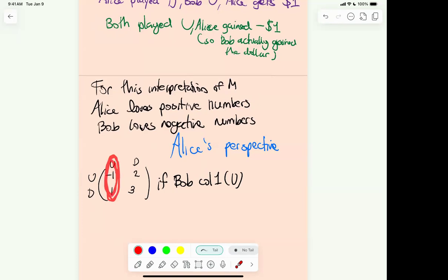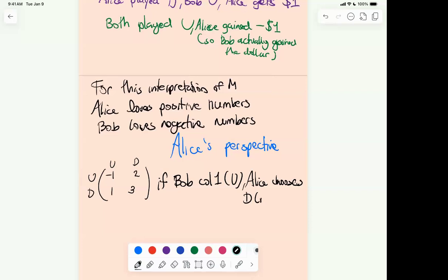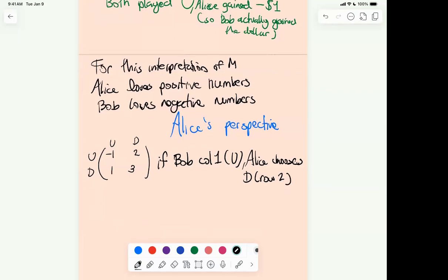And Alice loves positive numbers. So being rational, if you think that Bob is going to choose up, you will choose down, right? Is that making sense? So Alice chooses row two, and the outcome in this particular round would be that Alice ends up with +1.